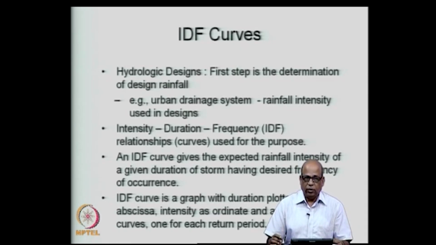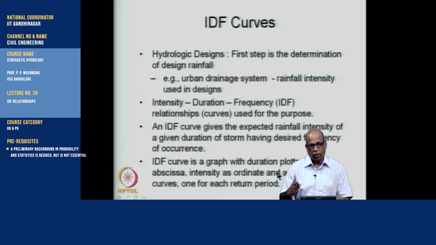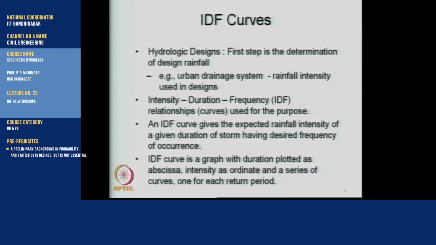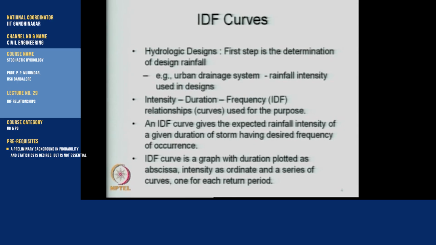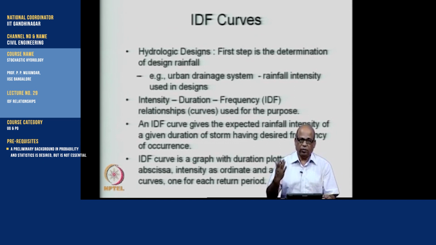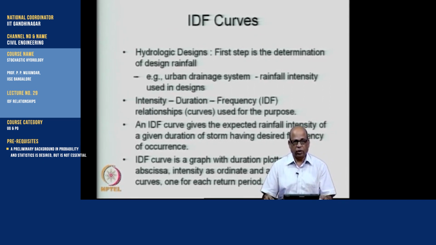So, the IDF relationship gives the expected rainfall intensity of a given duration having a desired frequency of occurrence. And typically, we put the IDF relationships as IDF curves with duration as the abscissa and intensity as the ordinate, and we will have as many curves as you have return periods. For example, we may have one curve corresponding to a 2-year return period, 5-year return period, 10-year return period, 100 years and so on. So, this is how IDF curves are presented.